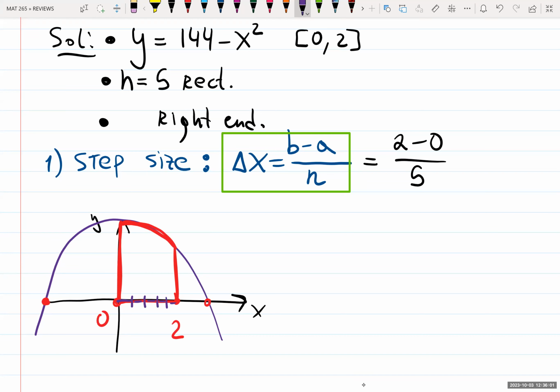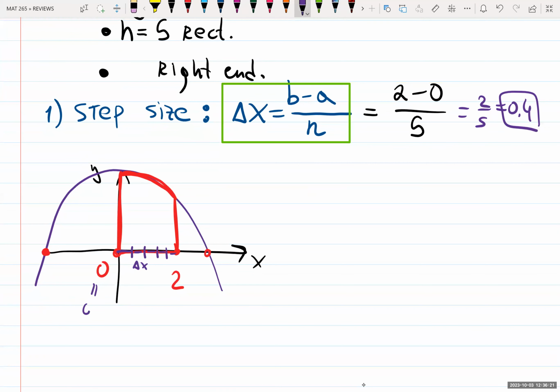But what is the width of each interval of the rectangle? To find that, that's your delta x, your delta x step size. That's 2/5, or 0.4, whatever is easier for you to imagine. So each is 0.4. Oh, okay, I got it. 0 is A, 2 is B.